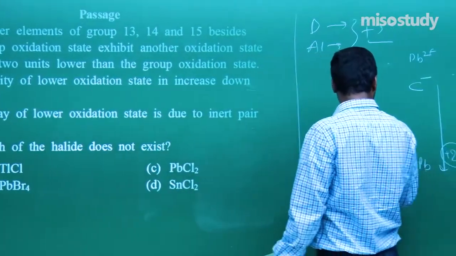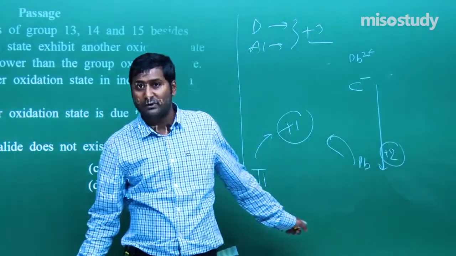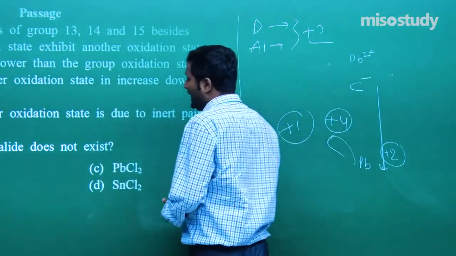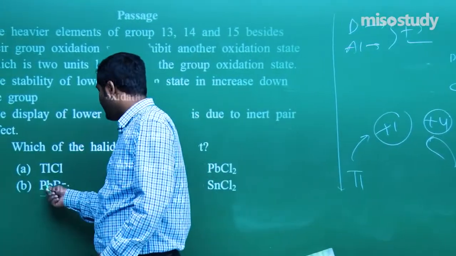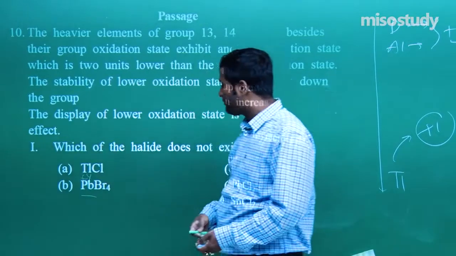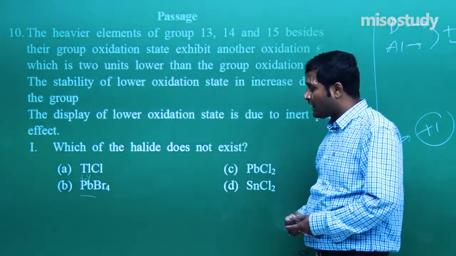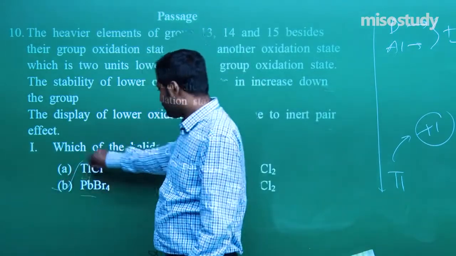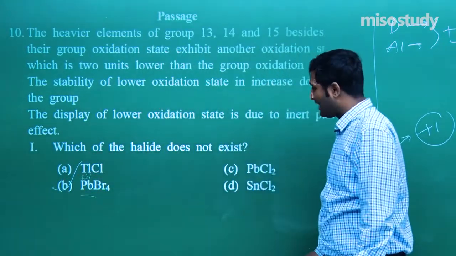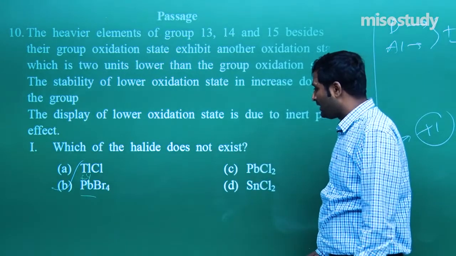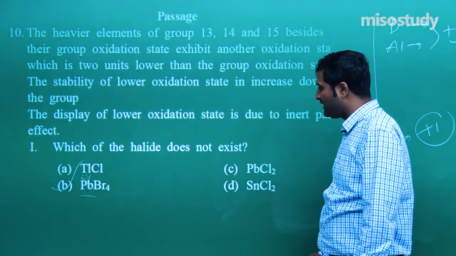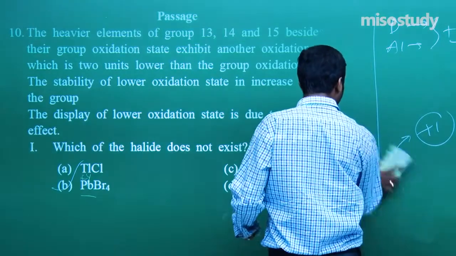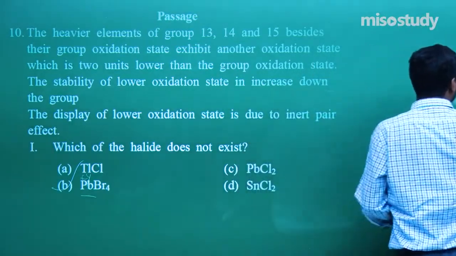PbBr4. As we know, if I talk about Pb, look at it, is it visible to you? If I talk about Pb, +4 oxidation state is not possible. Here, if I check Pb in PbBr4, Pb is in +4 oxidation state, which is not possible. So option B is not a correct match, that is, this type of halide does not exist, so PbBr4 does not exist. Clear to you? Now I am rubbing this part and let's move to the next part of the question.